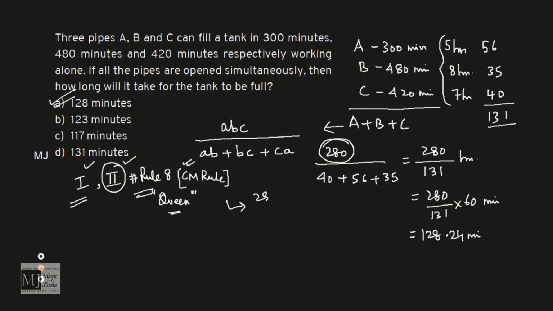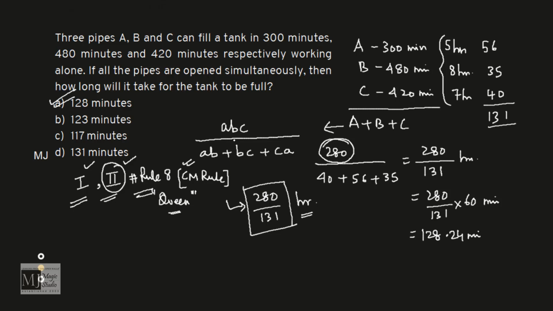So this method also leads us to 131 in the denominator and 280 in the numerator. When divided, it will give us how much time A, B and C will take while they are working together. So I have discussed both the processes, giving you the hint that whenever these numbers are prime to each other, then the basic concept or our rule 8 LCM rule, both will consume the same time.